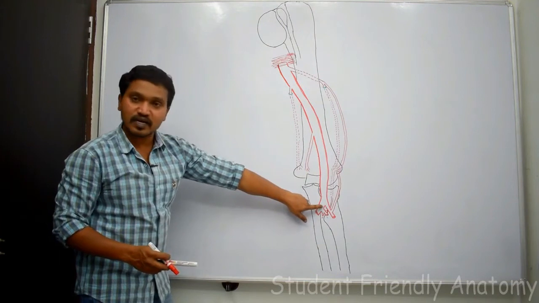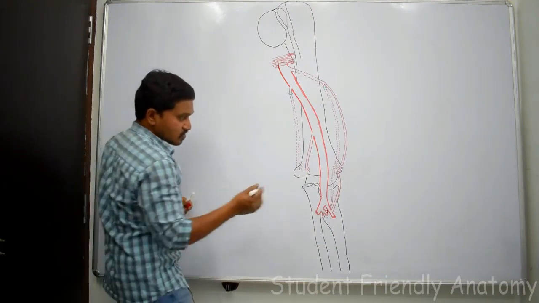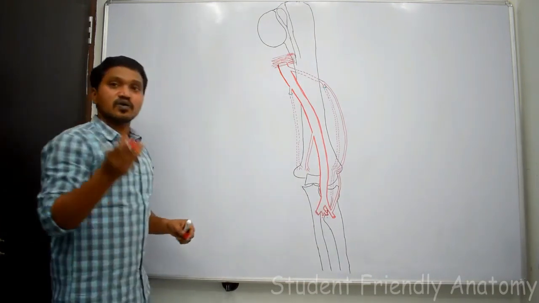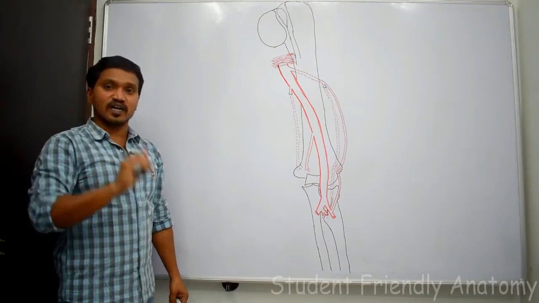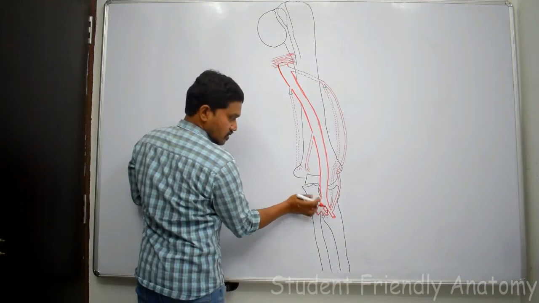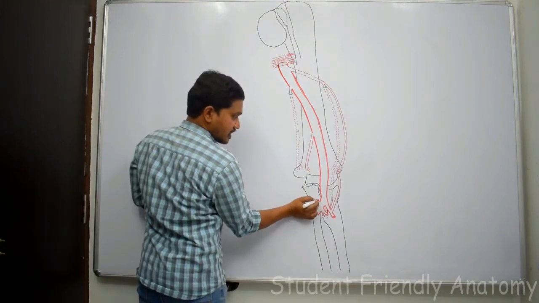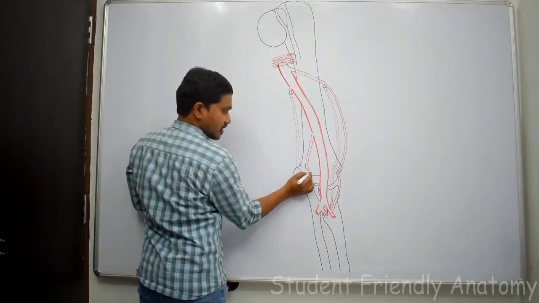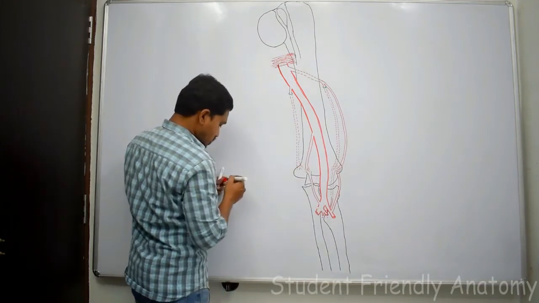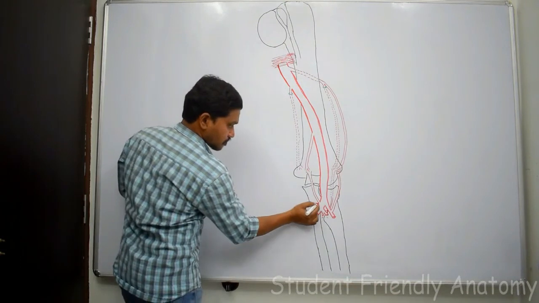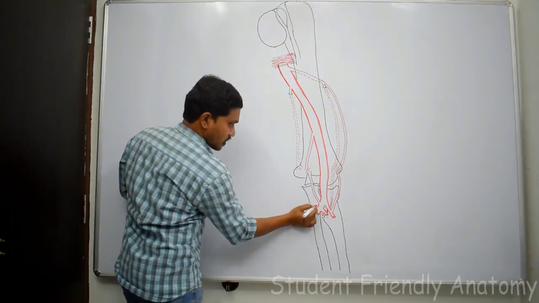So what is remaining now? Here the ulnar artery is there. Ulnar artery also will give two branches. One is anterior ulnar recurrent, another is posterior ulnar recurrent. So this is anterior ulnar recurrent and this is posterior ulnar recurrent.